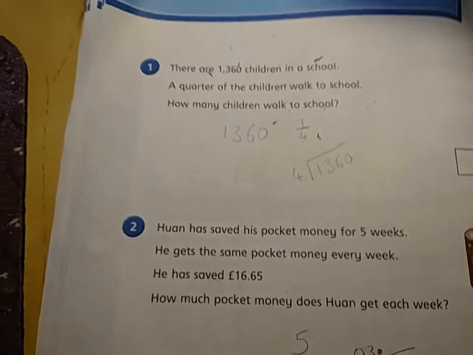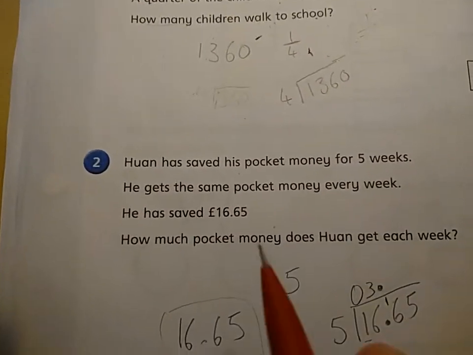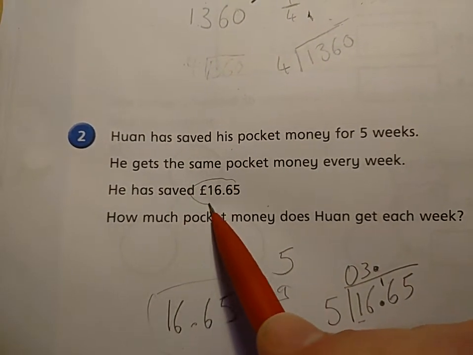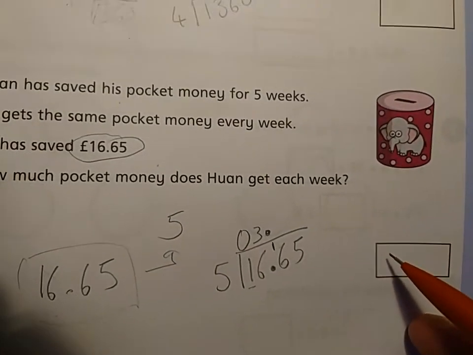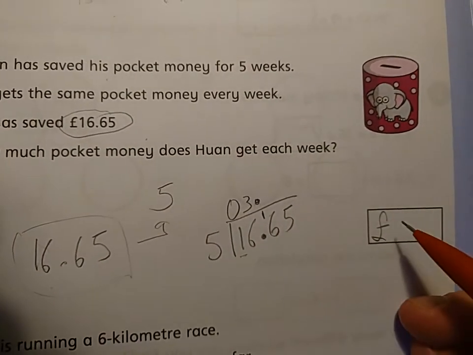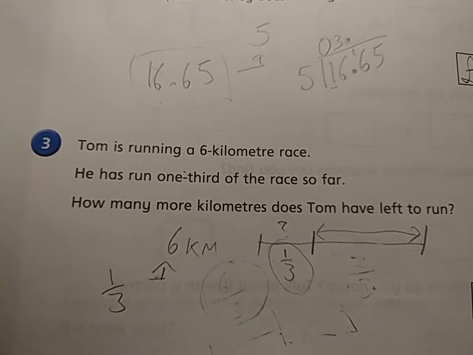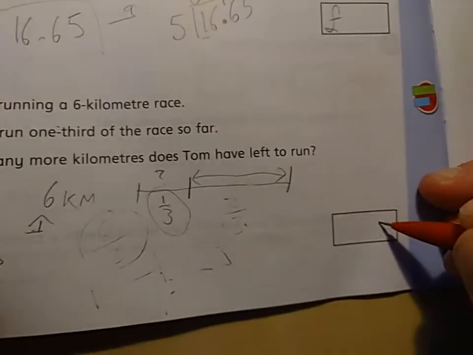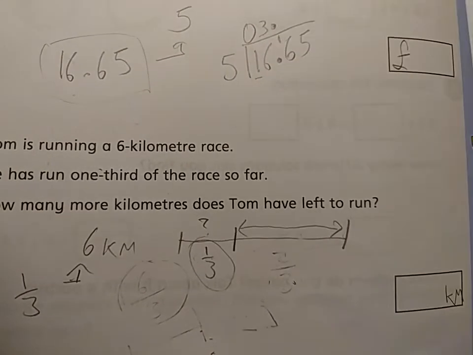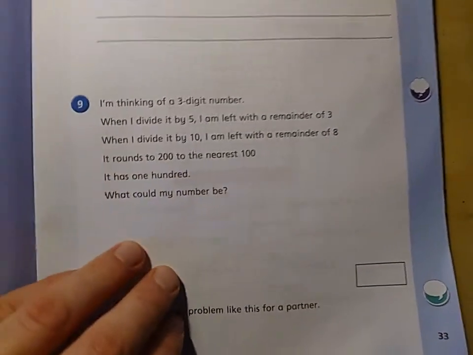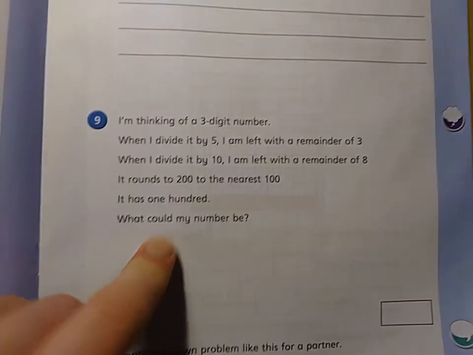A few things to remember. This one, how much pocket money? Remember that we're working with money here. So in your answers, whatever your answer is, don't forget to put the pound sign. This one, we're working with kilometres. So don't forget to write kilometres at the end. They get progressively harder. There's nothing too nasty. I mean, when we get down to the last one, you just got to take it bit by bit.